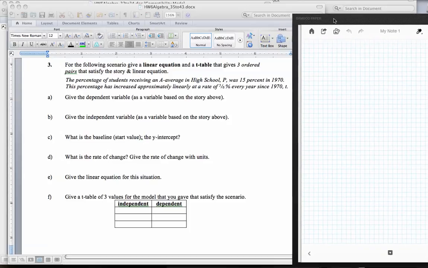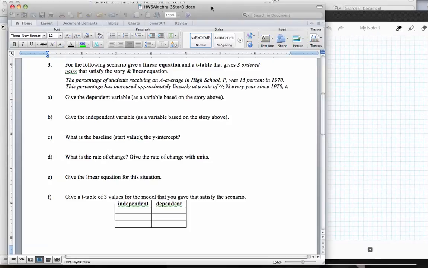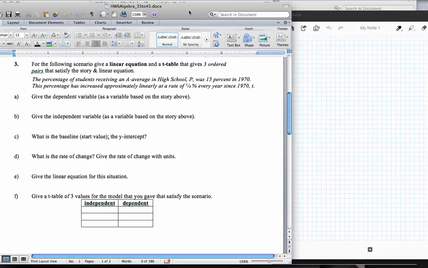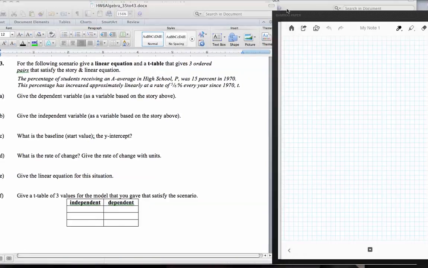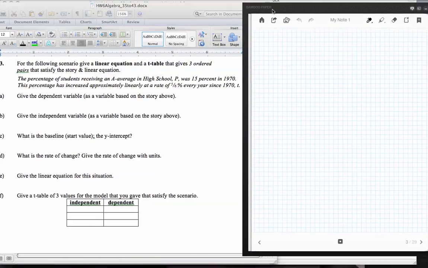So I'm going to move it just a slight bit over this way so we can see both of these at the same time, and then we can get started. All right, so the percentage of students receiving an A in high school, P, was 15% in 1970. This percentage has increased approximately linearly at a rate of 5/6% per year every year since 1970, and that's T.